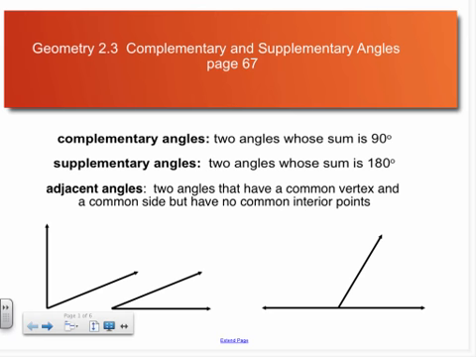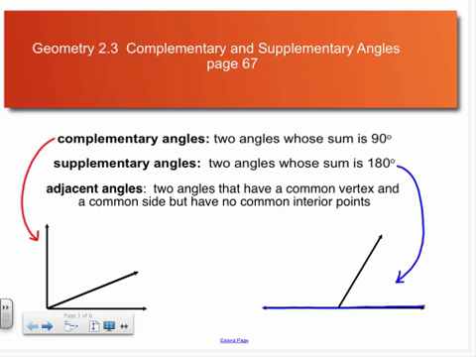These are adjacent angles. My first pair of angles could be put together to make a right angle, or that corner shape. Those would be complementary angles. In the second diagram, I have 2 angles that come together to make a straight line. Those would be supplementary angles.